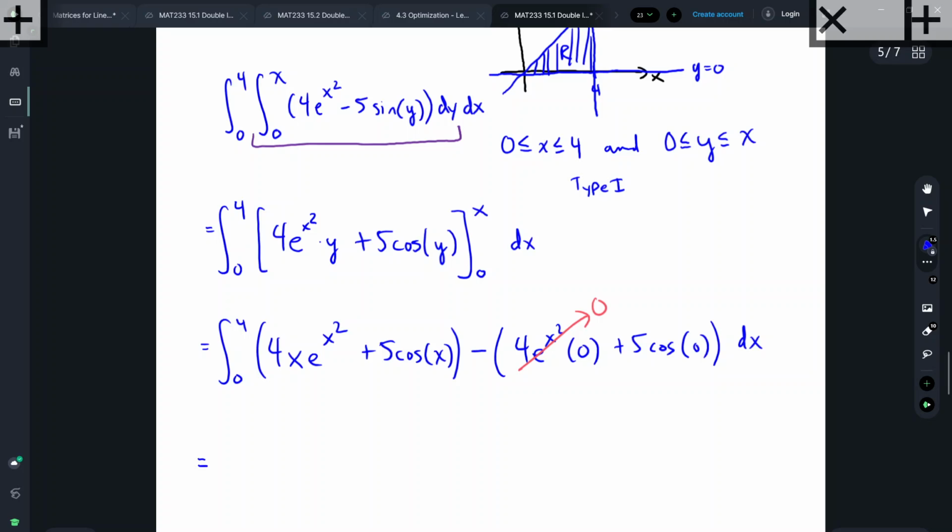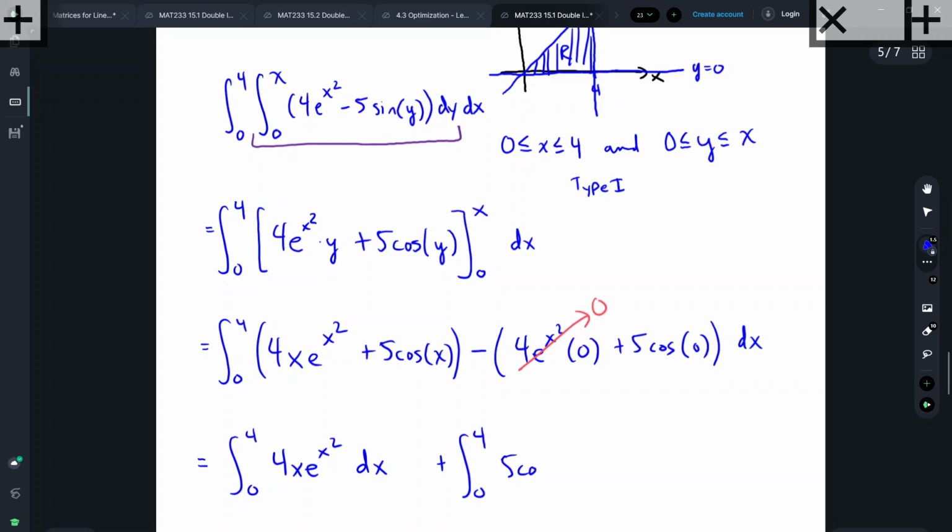So let's clean this up a little bit. So we still have the integral from 0 to 4, 4x e to the x squared. So what I'm going to do is I'm going to separate these integrals, right? Because if you have a sum of things, you're allowed to separate the integral. This integral is going to eventually need u substitution. So let's separate that out, and then the rest of the integral we calculate separately.